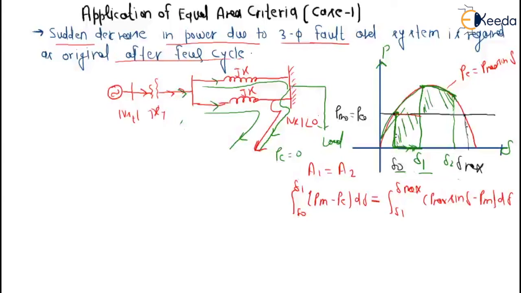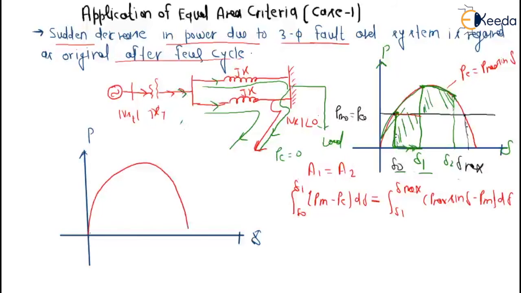Let us assume, take the critical case. So while discussing critical case, I have to draw the circuit again. So this is P and this is delta. So when we are drawing once again the P delta curve, we are going to take the critical case. Critical case means, you will understand, first follow here. So let us assume Pm naught is equal to Pe naught, and this is the point delta naught.